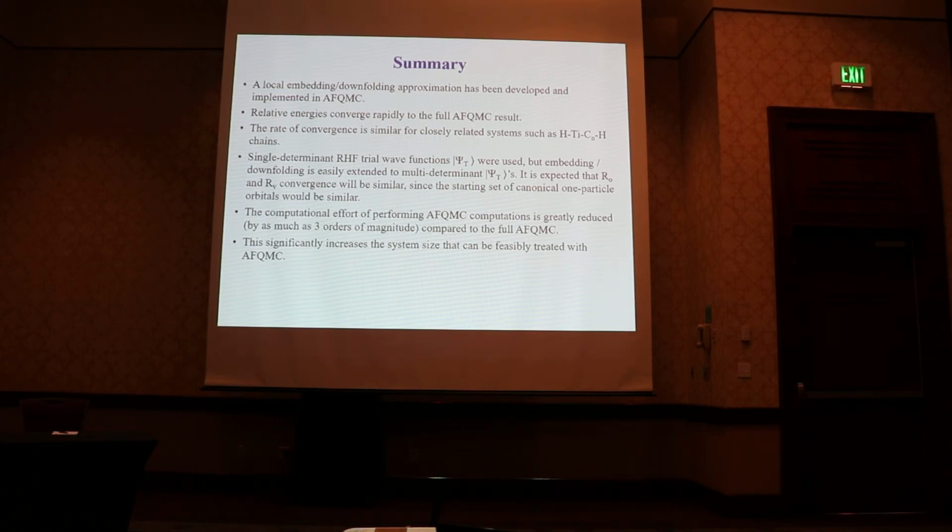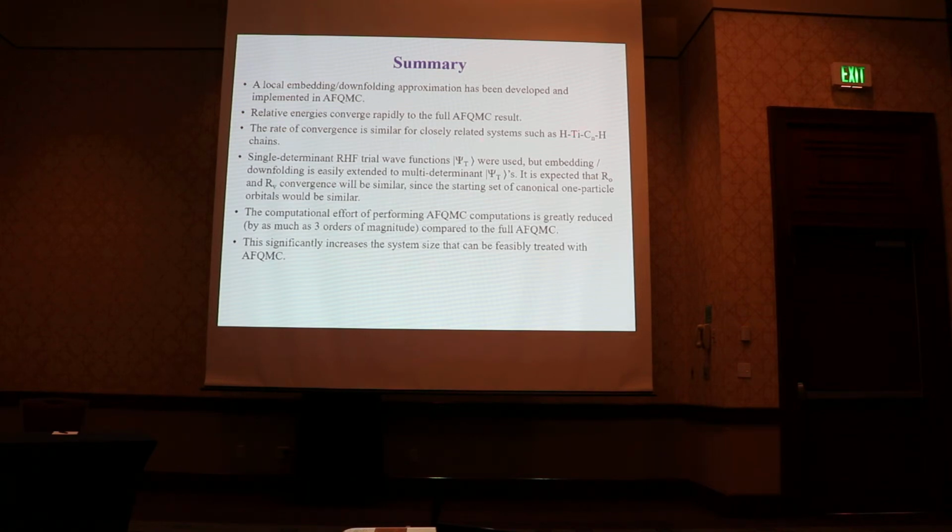So I've been hurrying because I usually run out of time, but I think I've been plenty of time today. So this is my summary. I've told you about this local embedding and downfolding approximation that we've developed in auxiliary field quantum Monte Carlo. The relative energies converge very rapidly to the full result in these test systems that we looked at. The rate of convergence is very similar for these related systems, showing that the cutoff criteria are rather robust when you have a kind of a hotspot in the system you're studying.